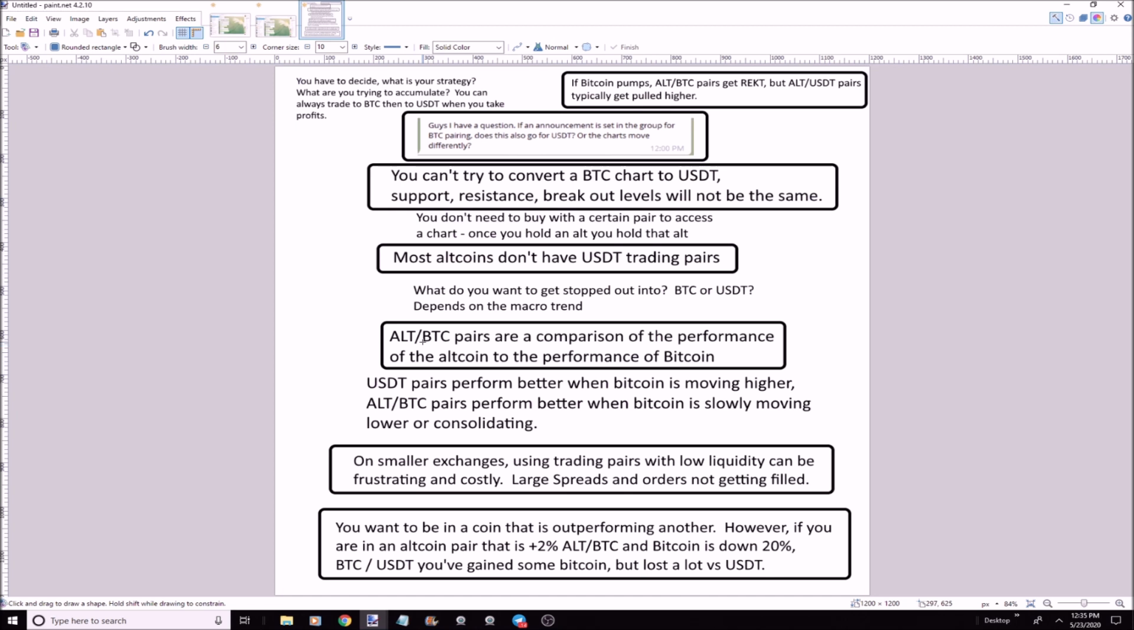Okay, so like we talked about, alt BTC pairs are a comparison of the performance of the altcoin to the performance of Bitcoin. So if Bitcoin pumps 5% and an altcoin pumps 5%, that alt BTC pair moves sideways. It doesn't show any gains, right? Because it didn't outperform Bitcoin. And so if you can imagine, if Bitcoin pumps 5% and the alt BTC pair like LINK doesn't move, then it essentially is down 5%, because Bitcoin outperformed it by 5%. Okay, so that's important to understand as well.